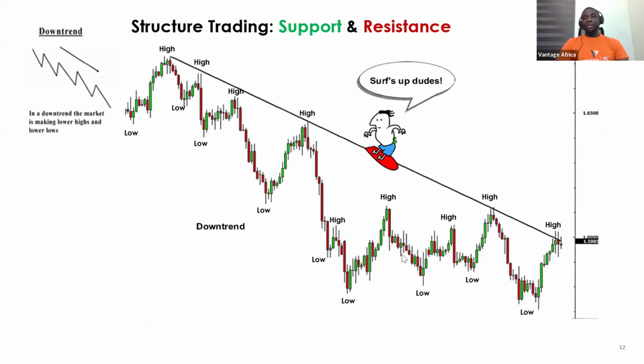Next one is what we call a downtrend. A downtrend is the opposite of an uptrend. And we said before that following the trend is very beneficial. The trend is your friend when you follow it. The trend will be your enemy when you don't follow it.